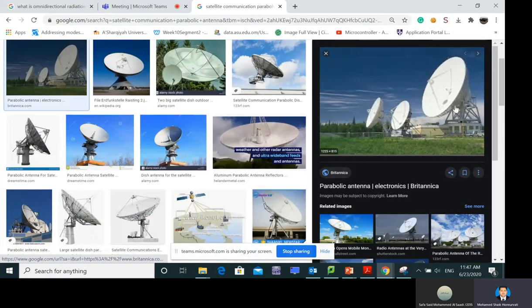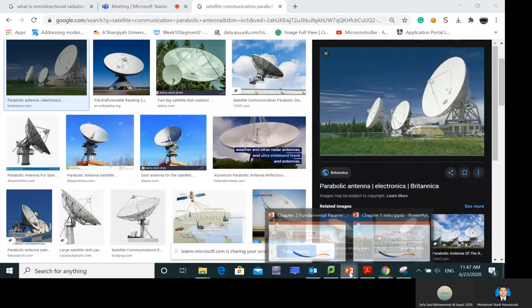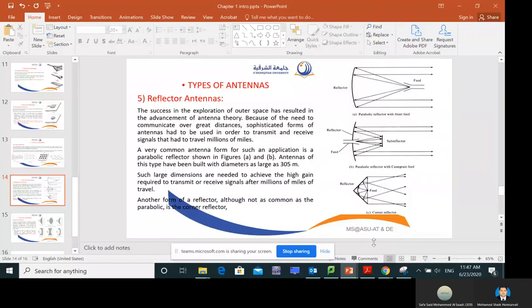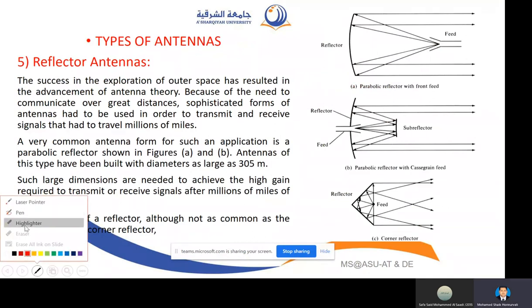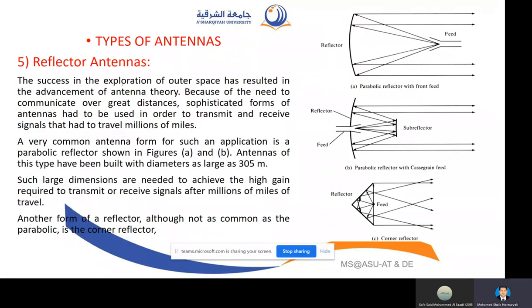See this one. This is used in satellite communications. This is an example of a reflector antenna in satellite communications. Maybe this diameter will range around 200 meters. Very huge antennas. Okay. The success in the exploration of outer space is how all this started. These kinds of antennas are a result of advanced theory. So the common forms are shown here.